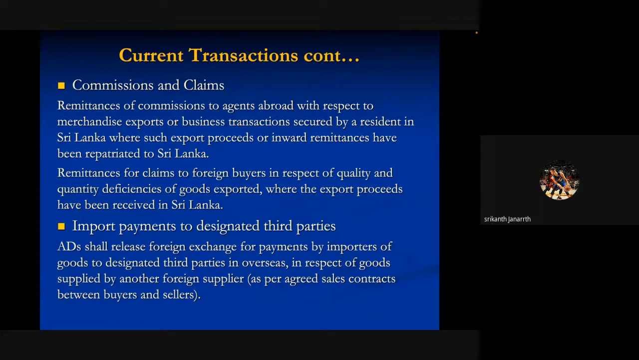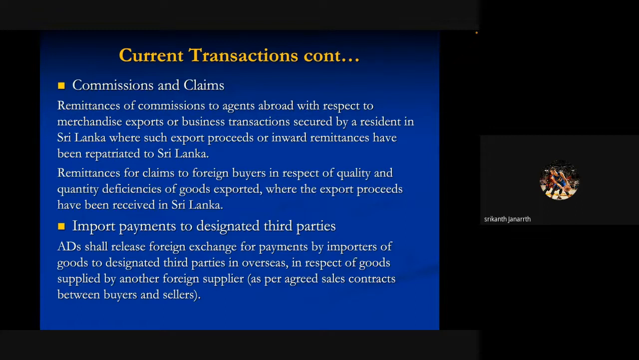Those kinds of claims can be remitted as long as you get the supporting document to say the money has come and now you are paying back. So that can be the quality of the goods or the quantity. Sometimes you would have got the money well in advance, but the quantity you shipped is lesser, so you need to repay. Possible claims can come, right?